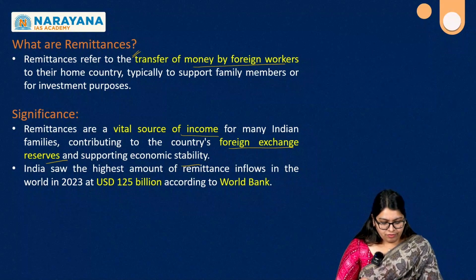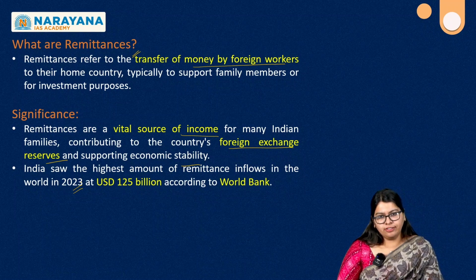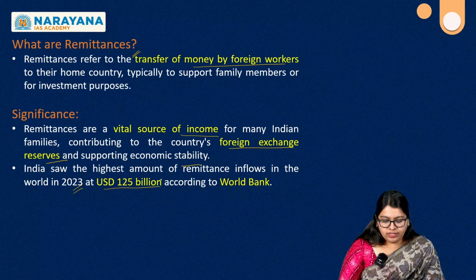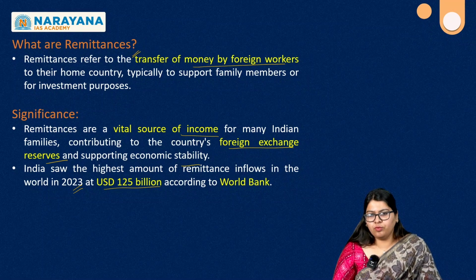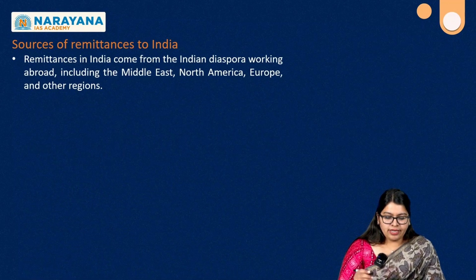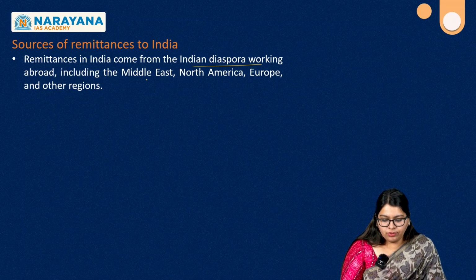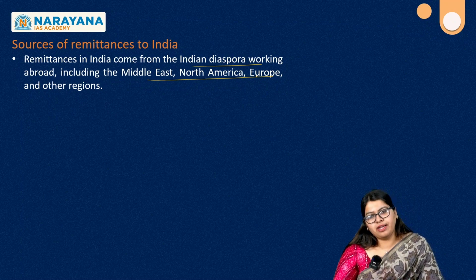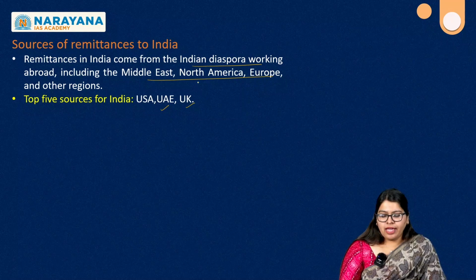Also, in case of India, we have seen the highest amount of remittance inflows in the world in the year 2023, at around USD 125 billion according to a recent statistic by the World Bank. Remittances in India come from the Indian diaspora working abroad, and the countries include the Middle East, North America, Europe and other regions. The topmost source of remittances that India receives is the United States of America, followed by the UAE, UK and Singapore.